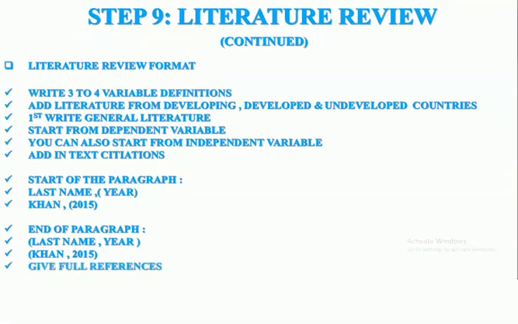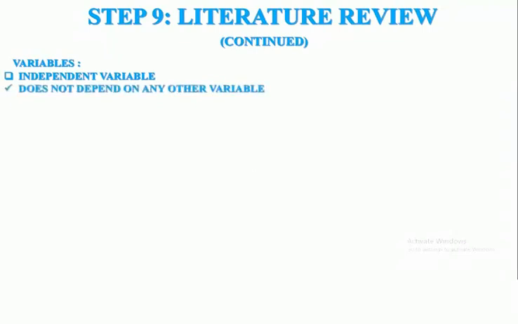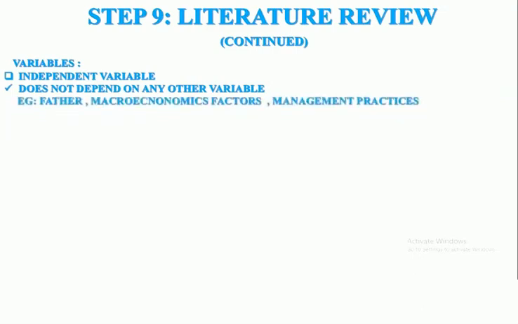Let's move ahead. Then give full references related to those in-text citations at the end of your research paper under your references heading. Okay. Next are the variables. Number 1, the independent variable comes in your research paper. An independent variable is a variable which does not depend on any other factor or variable. Examples of an independent variable are microeconomic factors and management practices. So these are prime examples of your independent variable.